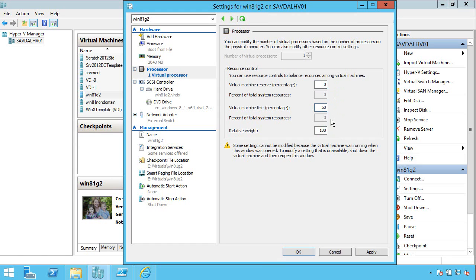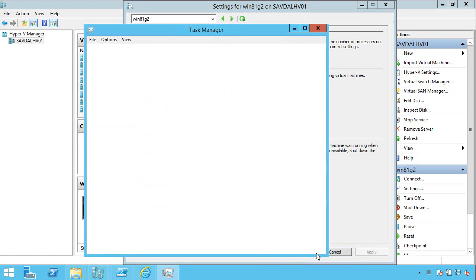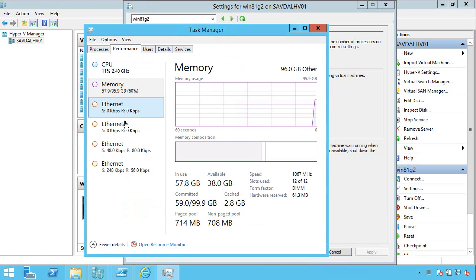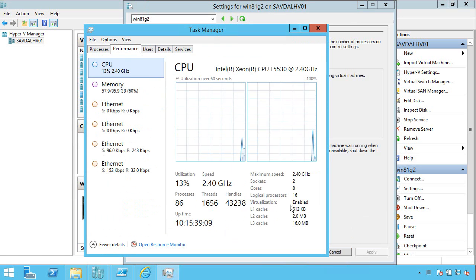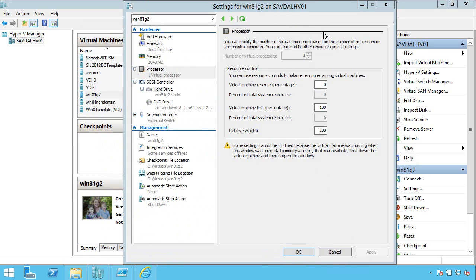And notice what it's showing me in this total system resource is what amount that is of the overall system resource of the box. So this is a single processor and it's saying it's 6% because this box effectively has 16 processors. If I go to my performance and look at CPU, you can see it's got 16 logical processors. So one processor of 16 is 6%.